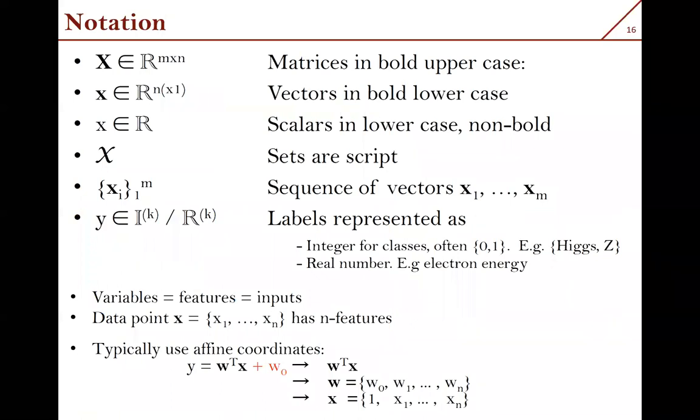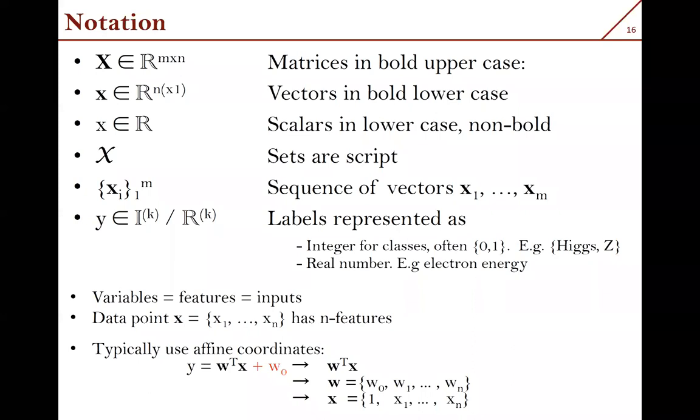Okay, so here is some notation, just to tell what we'll be using in the next few slides. Bold uppercase is a matrix, bold lowercase is a vector, and standard face, not bold, is a scalar, and so on and so forth. Then you have the labels, which are useful when you go for supervised learning. And then you have what we will, from time to time, call a variable, a physics observable, which is also called a feature. We'll also call them inputs to the machine learning technique.